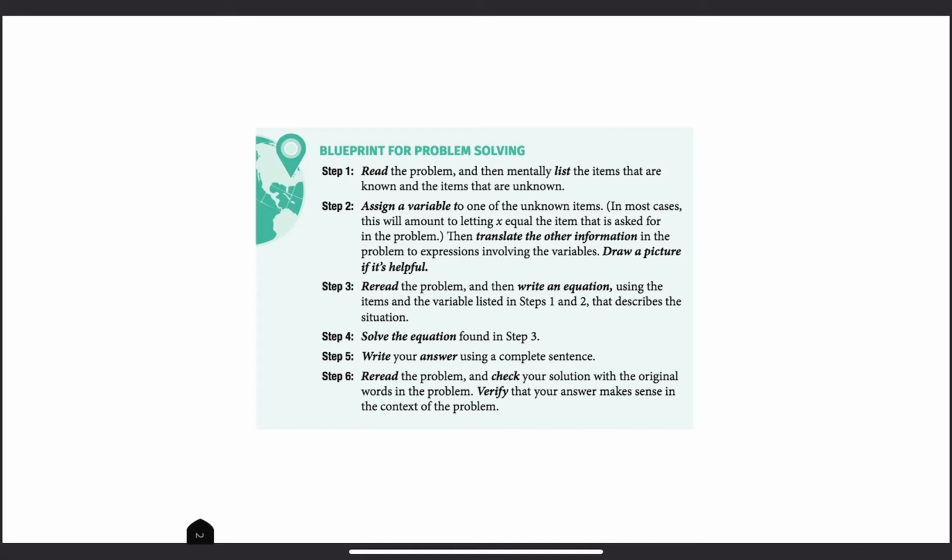Step two, then, is to assign a variable to one of the unknown items. In most cases, this will amount to letting x equal the item that is asked for in the problem. Then, translate the other information in the problem to expressions involving the variable. Draw a picture if it's helpful. Step three, reread the problem and then write an equation using the items and the variable listed in steps 1 and 2 that describes the situation. Step 4, solve the equation found in step 3. Step 5, write your answer using a complete sentence.